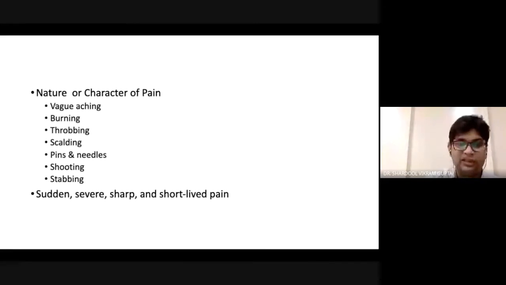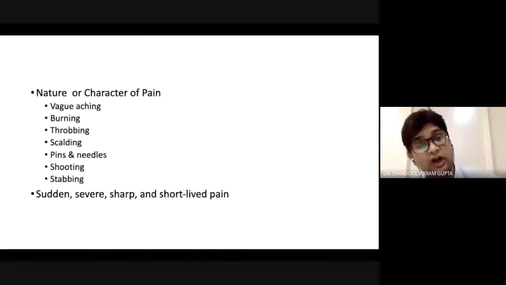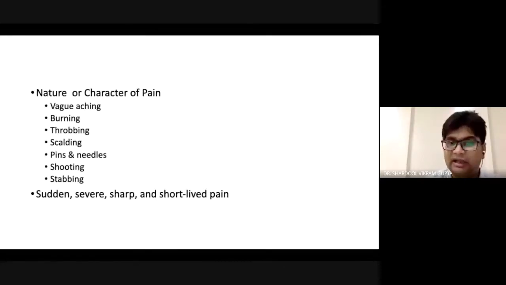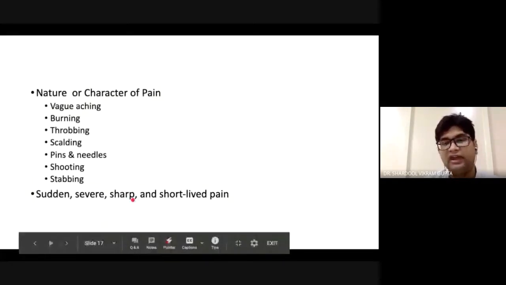Whether it is shooting or stabbing pain. So it is a sudden, severe, sharp and short-lived pain. And patient will describe in a similar manner. Sometimes patient may not be able to describe in similar manner. Then you will ask whether it was sudden, severe and sharp and short-lived or not. Then you will qualify it as a stabbing pain, which is usually seen in acute pancreatitis.